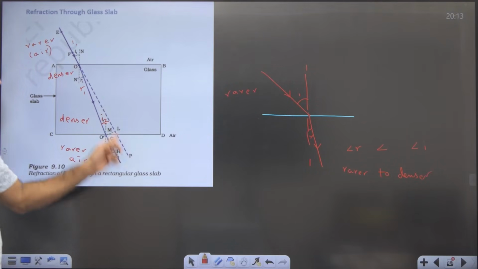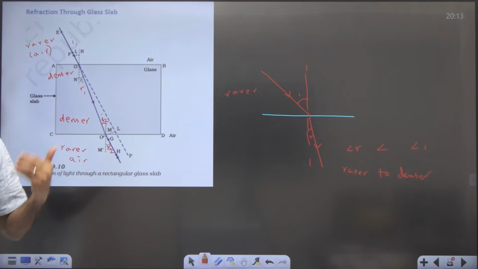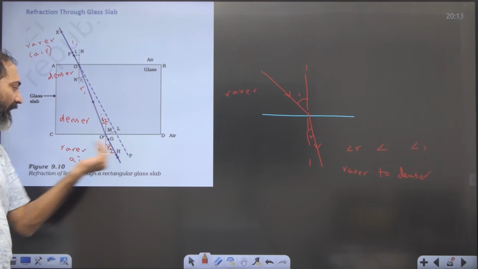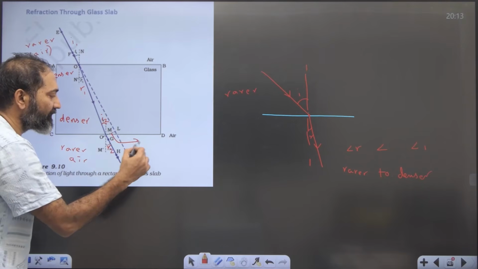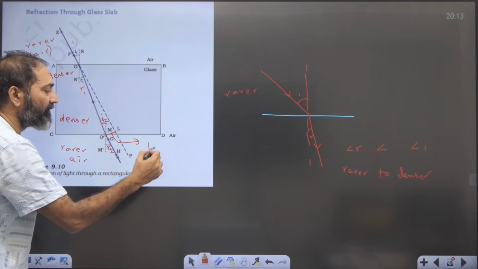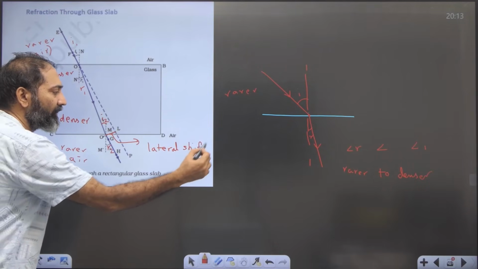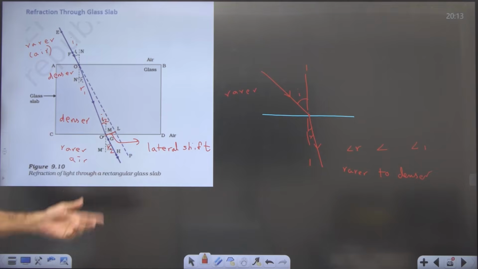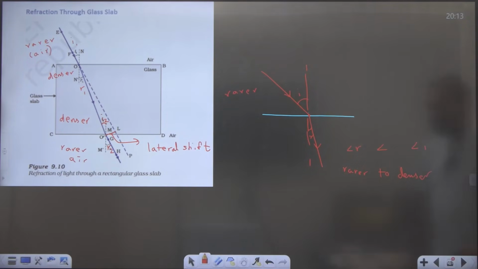What is this dotted line? This is the original path which the light ray is supposed to follow. But because of refraction, the light ray has been moved some distance. This distance is called what? Lateral shift. The change in the light ray path due to refraction is called lateral shift. I hope that is done.